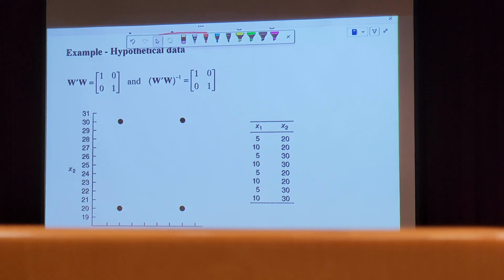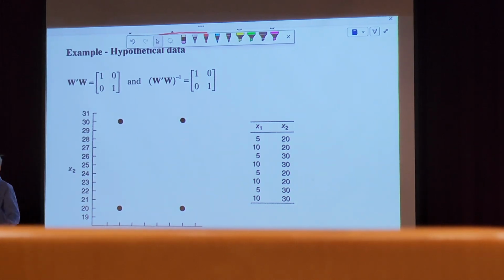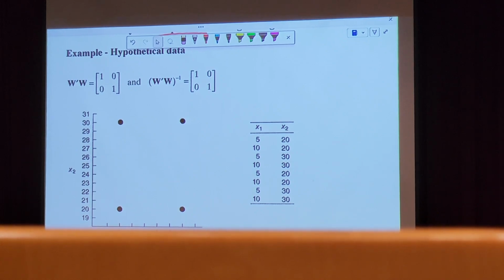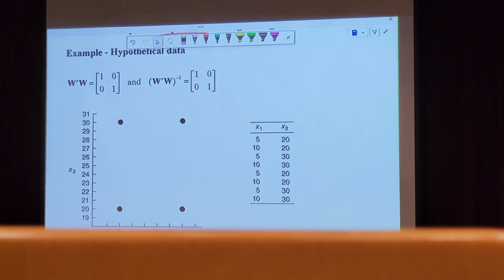So for this data set, there are 2 points at each of these locations. So there are 8 points altogether. And if you calculate the correlation coefficient between x1 and x2, it will be 0. Alright? So the covariance is 0, put it this way. There's no linear relationship, in other words. And W prime W, in this case, is the identity matrix.